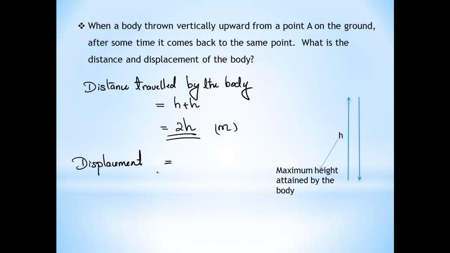Now, displacement of the body. Here this is the initial position. The body will go upward, then again it will come back to the same position. So the distance between initial and final position is h minus h, which is 0. So the distance is 2h and the displacement of the body is equal to 0.